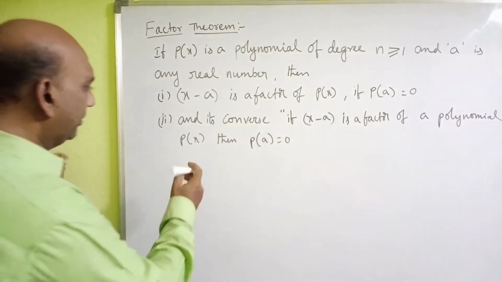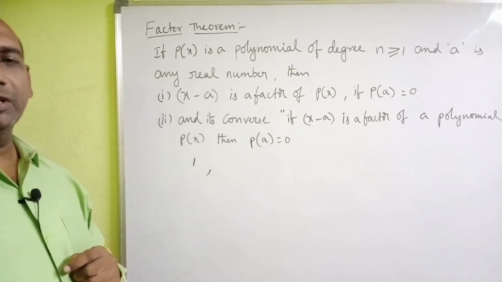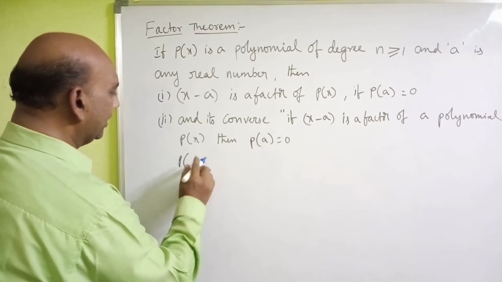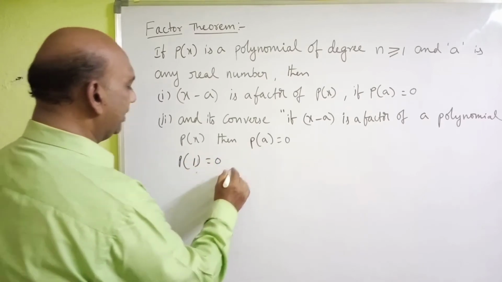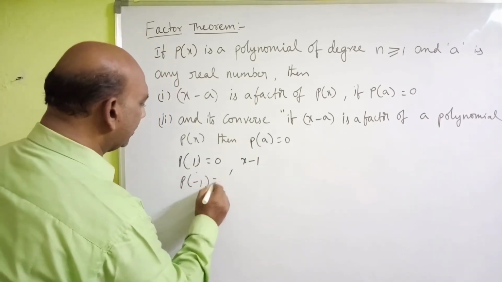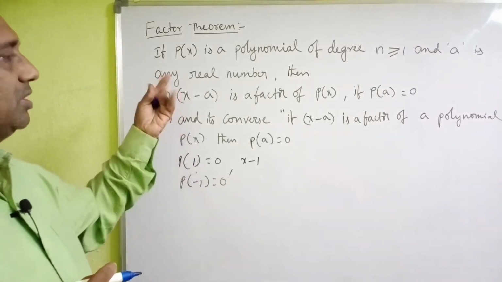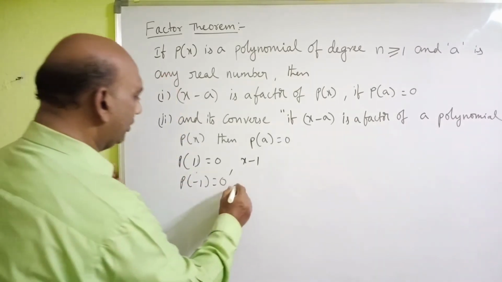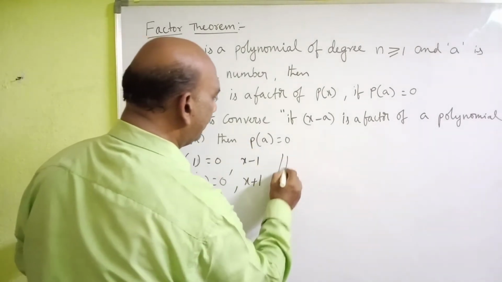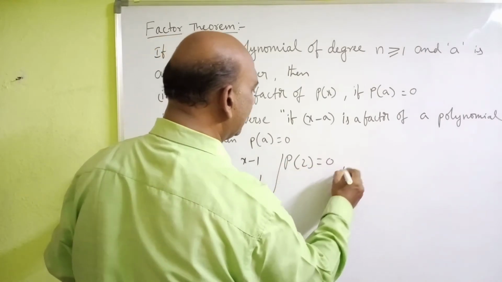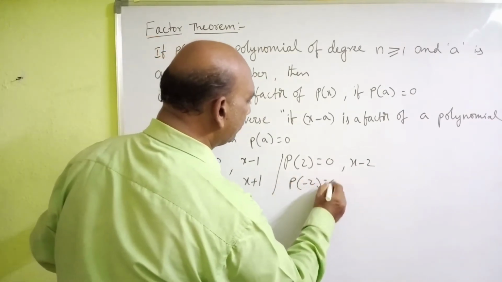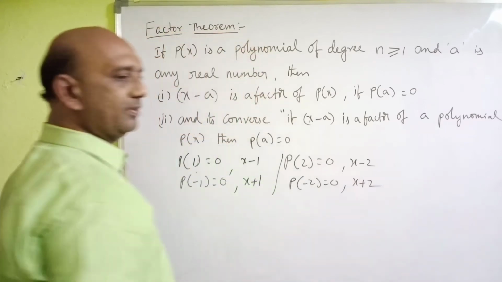That means if plus 1 is substituted in place of x, and p of 1 equal to 0, then we can say that x minus 1 is a factor. If p of minus 1 equal to 0, that means by substituting minus 1 in place of x in the given polynomial, if it is equal to 0, then x plus 1 is a factor. Similarly, if p of 2 equal to 0, then x minus 2 is a factor. If p of minus 2 equal to 0, then x plus 2 is a factor, and so on.